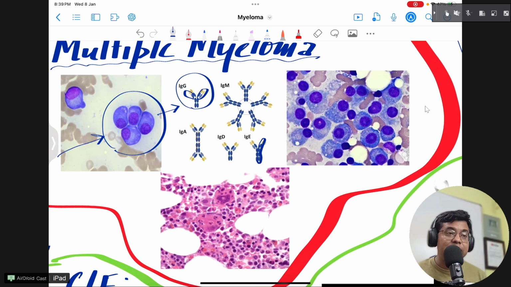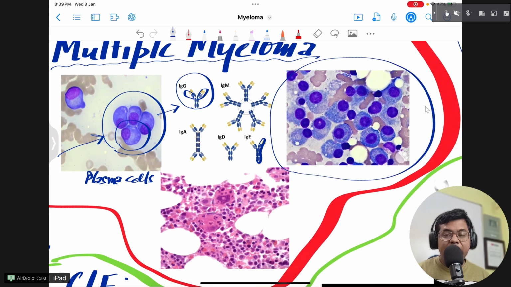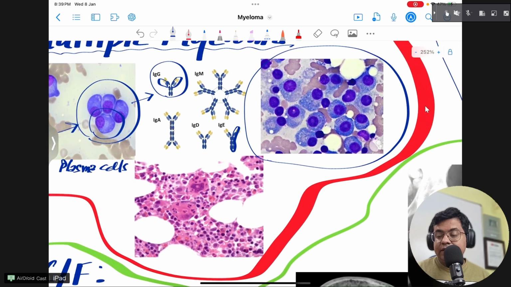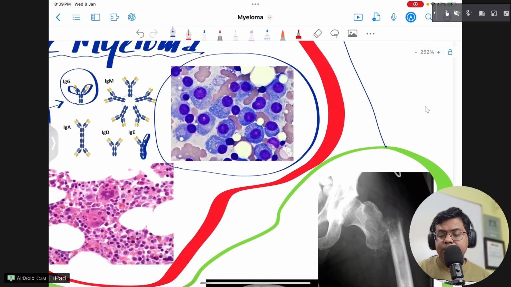Now, what happens in case of multiple myeloma? In case of multiple myeloma, there is proliferation of these plasma cells. So, there is proliferation of plasma cells within the bone marrow. So, how does it look under the microscope? This is the bone marrow aspirate of a patient with multiple myeloma, and this aspirate is showing the presence of numerous plasma cells.